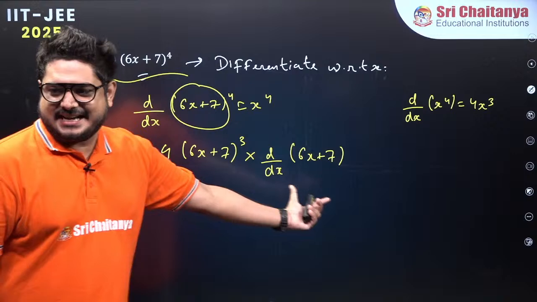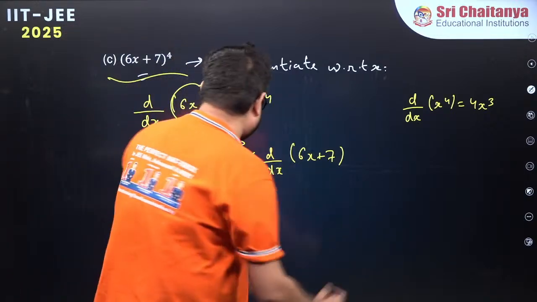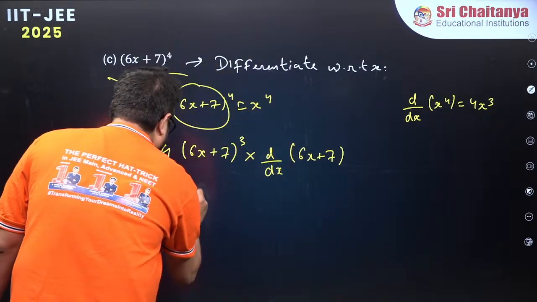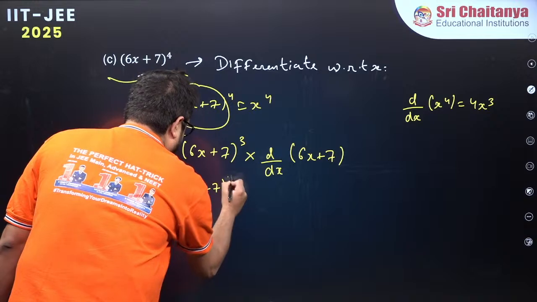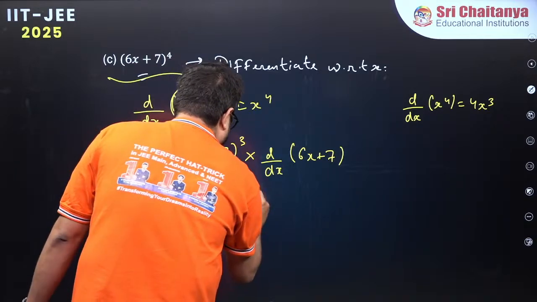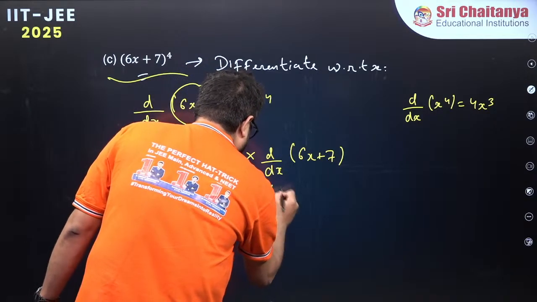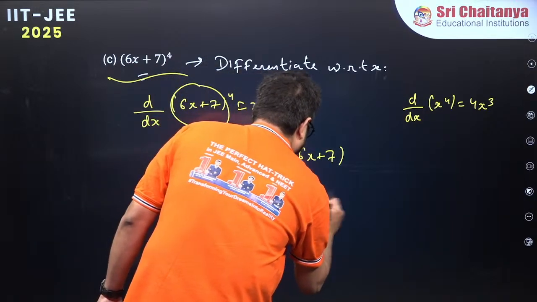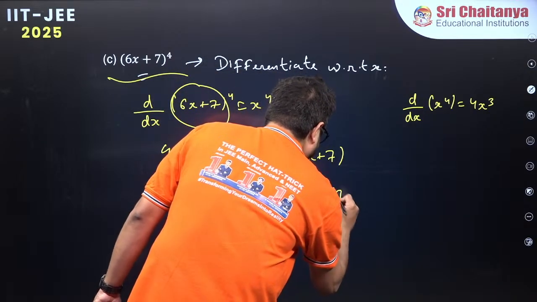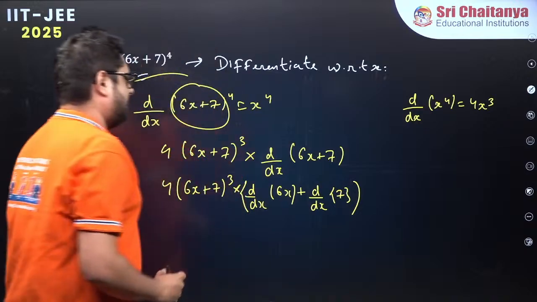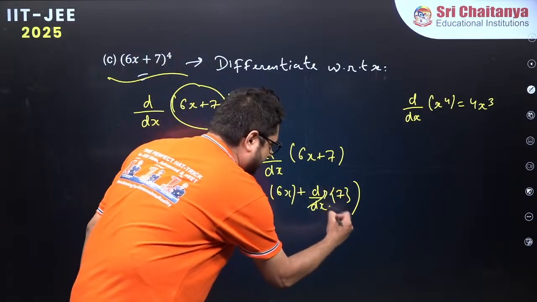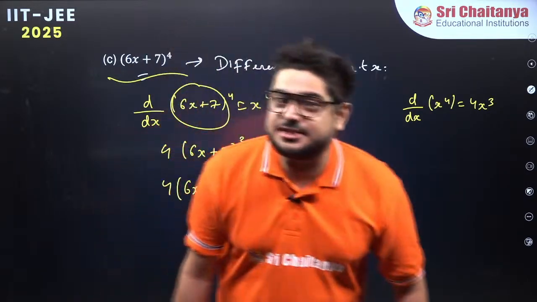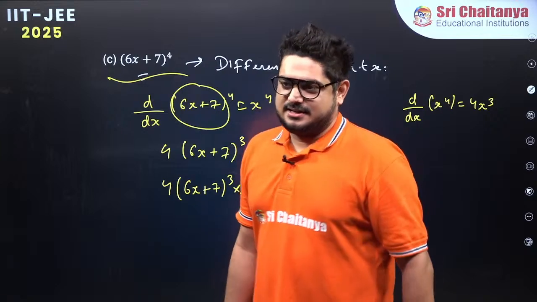Then what you will be getting? d by dx of 6x plus 7. So this will be as it is, (6x plus 7) to the power 3 into d by dx of 6x plus d by dx of 7, isn't it? So you know that d by dx of 7 is going to be 0 because it's a constant, isn't it?